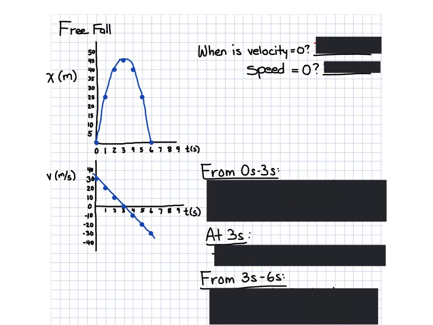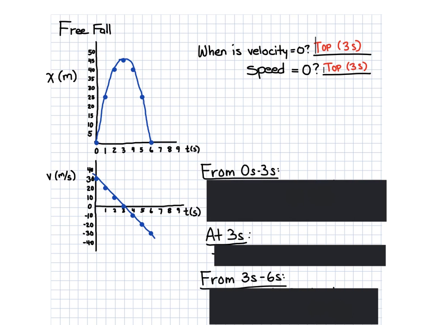Okay, so if I want to know when the velocity is zero, that happens to be this time right here, right? So on the velocity graph, at 3 seconds, the velocity is zero. And if I look up at the position graph, that also makes sense because that's the top of the flight. The ball isn't going up anymore, and it hasn't yet begun to go down. So velocity is zero at the top of the flight. When is the speed zero? Same answer, top of the flight, 3 seconds.